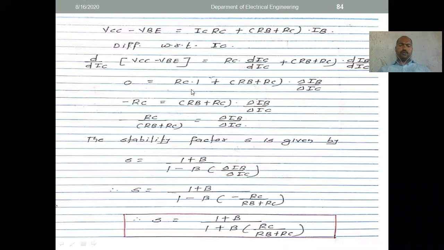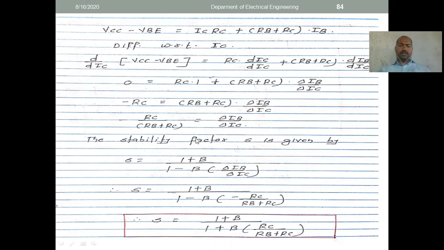So we take this RC to the other side. Plus RC going to the other side as a minus RC. So minus RC equal to RB plus RC into DIB by DIC, right? So we take DIB out on one side and this other thing on the other side. So DIB by DIC equal to minus RC divided by RB plus RC, right? This term going to the other side as a divide. So minus RC divided by RB plus RC. This is the thing coming with respect to this equation.